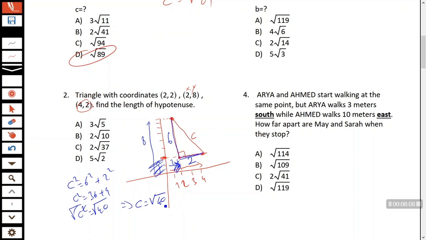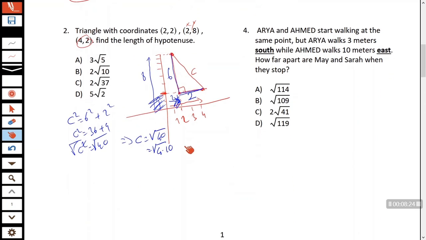And when I check the options, there is no square root of 40. But 40 has a perfect square factor. What is it? 4. 4 times 10. So 4 times 10, I can separate that one. 4 multiplied by 10. Why? Because 4 is a perfect square.